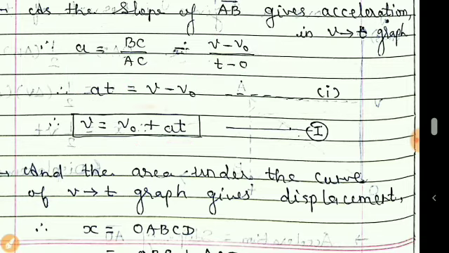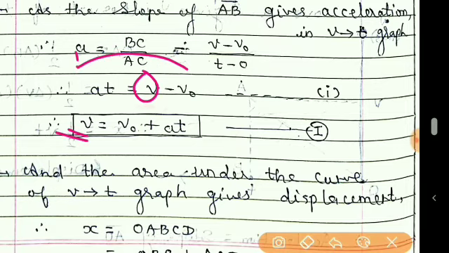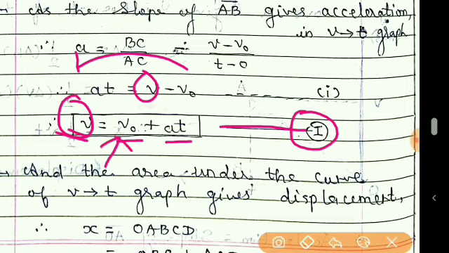I hope you understood this. Simply make the subject V. So it is V here, and what remains on the other side? On the other side it will be V naught plus AT. So this is the first kinematic equation. This is final velocity, this is initial velocity, this is acceleration and time. So from the slope we obtained this equation.